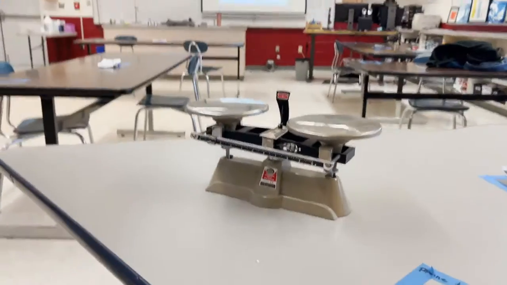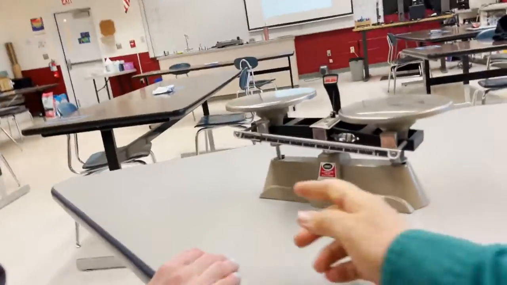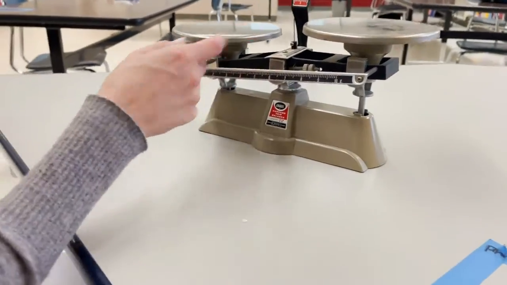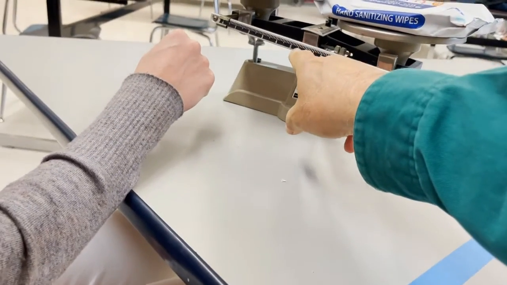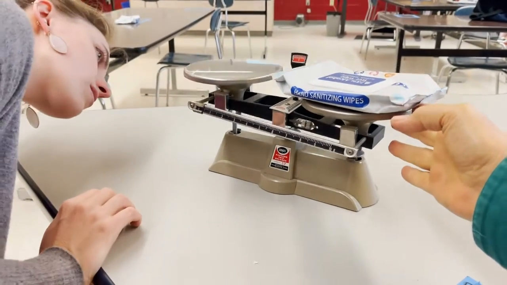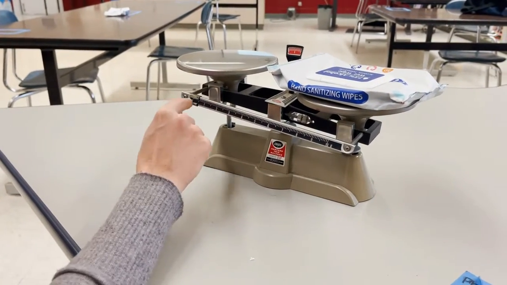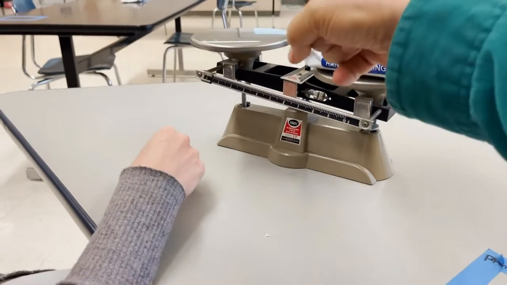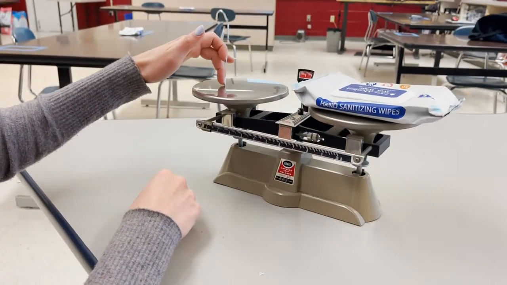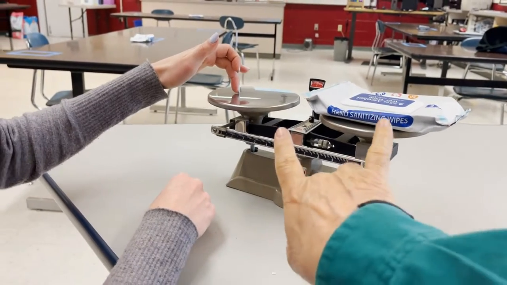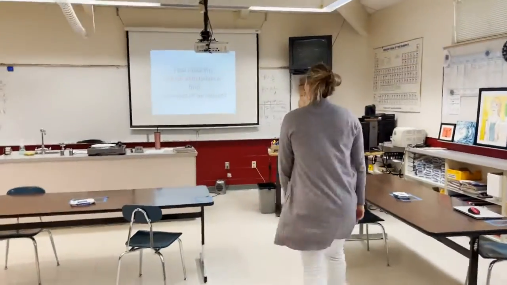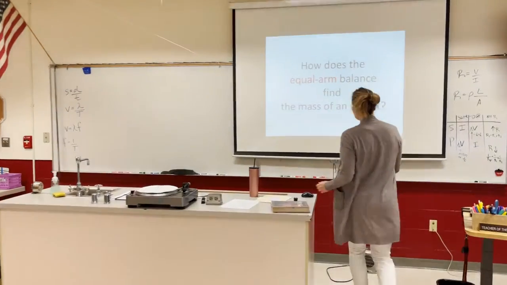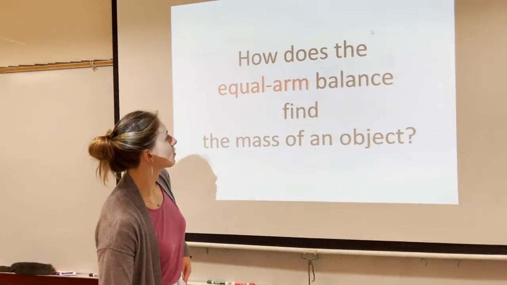Our equal arm balance here, it's just a balance. It just has to do with torques, right? And so what we have is a lever arm over here and a lever arm over here. So you put something right here, and there's a torque around the center of rotation right there. This is our axis. You put masses over here, and when it's balanced, that means the torque in this direction is balanced by the torque in that direction. They're equal to each other. Okay, so how does this one find the mass of an object? It has to do with the balancing of torques around that axis.